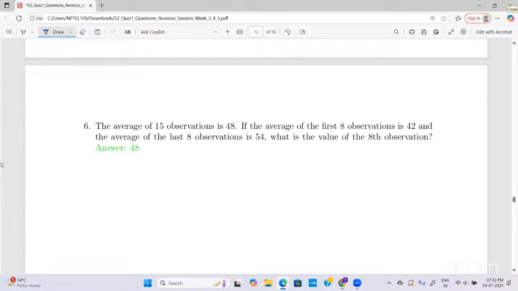Now solve this question. The average of 15 observations is 48. The average of first 8 observations is 42. And the average of last 8 observations is 54. So what is the value of the 8th observation?